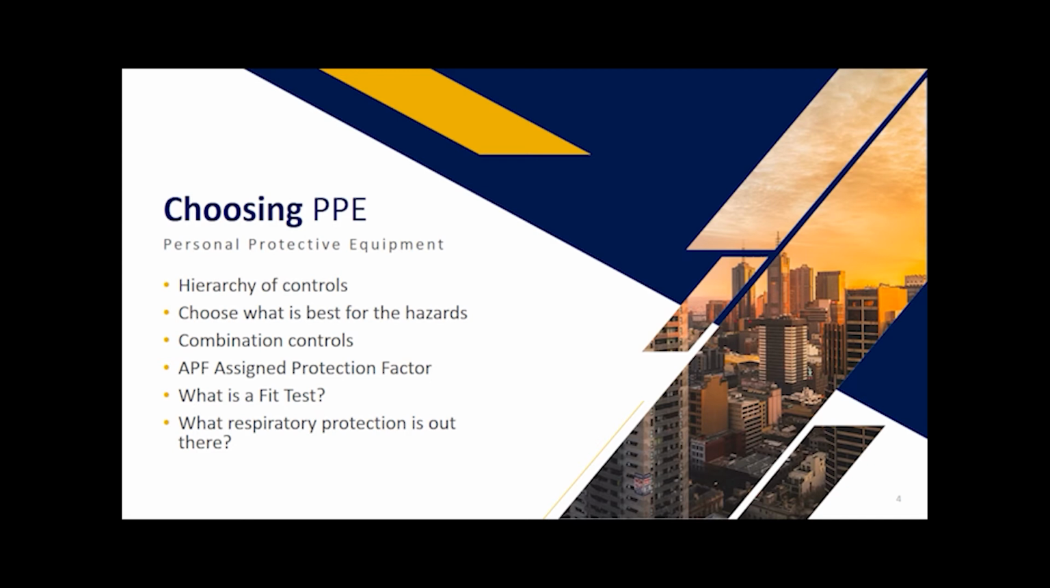Another important element to consider when selecting personal protective equipment, or particularly respiratory protective equipment, is assigned protection factor. Now, what this number represents is basically the level of protection which you can expect your respiratory protective equipment to provide. You would then use this number to make sure that you have the appropriate piece of respiratory protective equipment selected for the hazards presented.